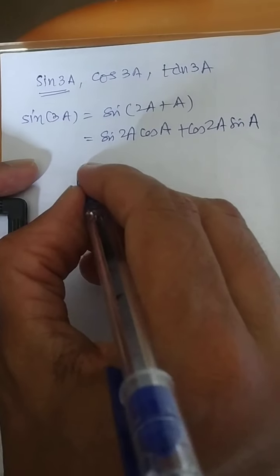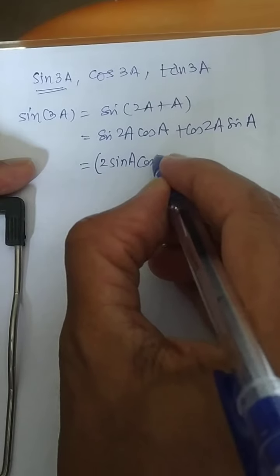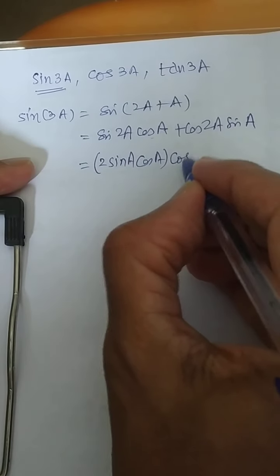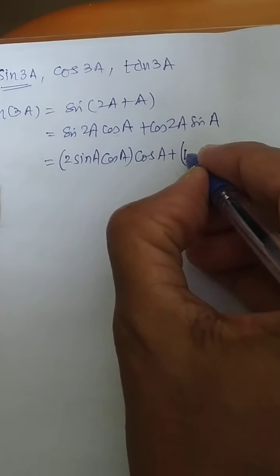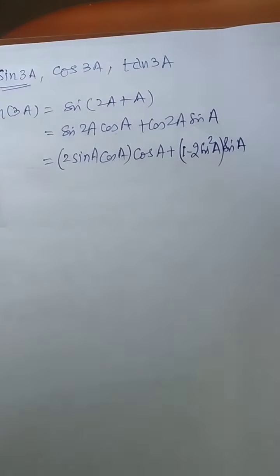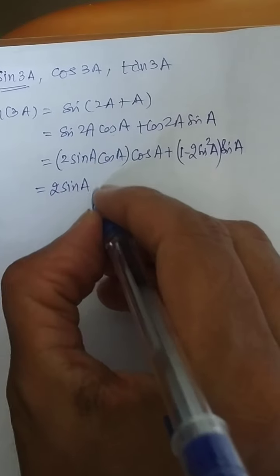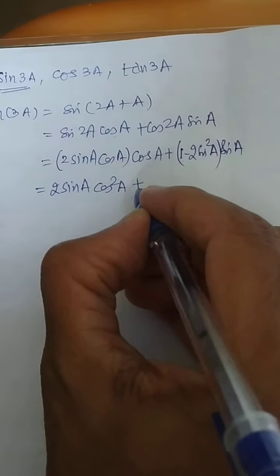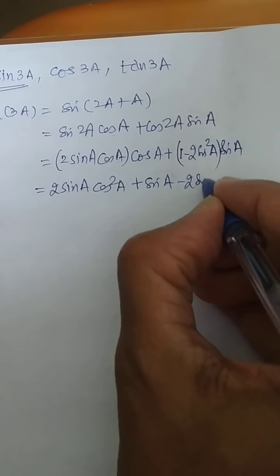Now for sin 2a we have only one remark, so I just replace it with 2 sin a cos a, and the outside cos a will be as it is. Plus, for cos 2a you have three remarks. Now I am trying to use the remark which is in sin form, 1 minus 2 sin square a, and over here also sin a. Go on simplifying, it will be 2 sin a, over here it will be cos square a. My intention is to get everything in the form of sin. It will be sin a minus 2 sin cube a.